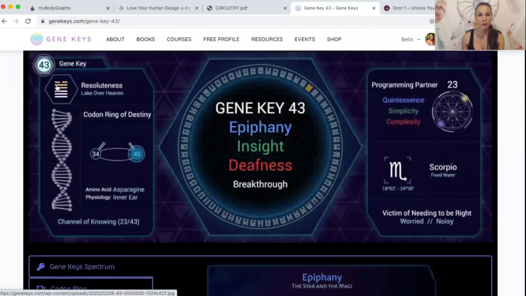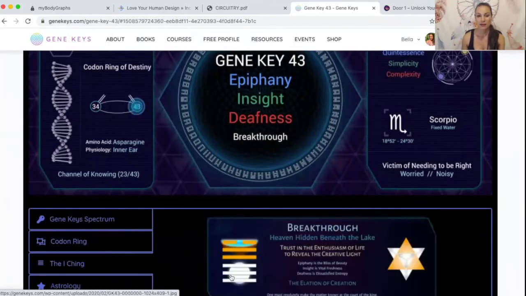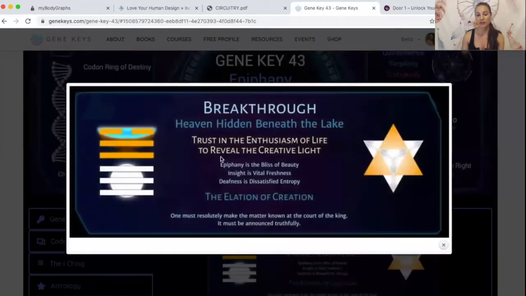In the I Ching, we have lake over heaven, and it's resoluteness, and it says, trust the enthusiasm of life to reveal the creative light. And you can see here, this is entropy, freshness, and beauty. That's the first gene key. The satisfaction, vitality, and bliss. That is the 58. So that's why you have lake over heaven. And so it says deafness is the satisfied entropy, insight is vital freshness, and epiphany is the bliss of beauty. I mean, that is so beautiful.